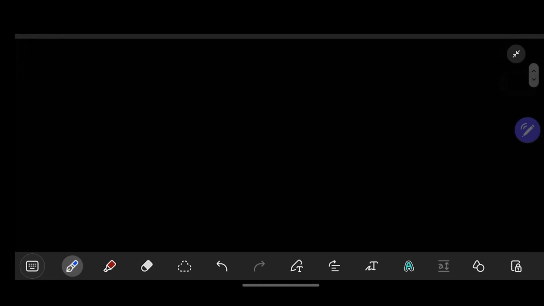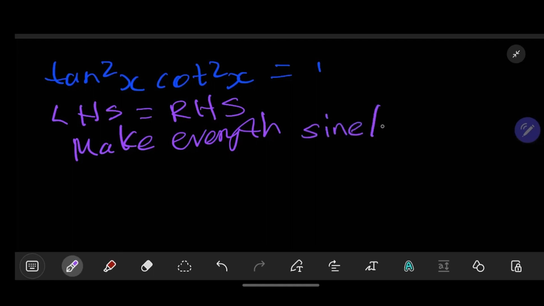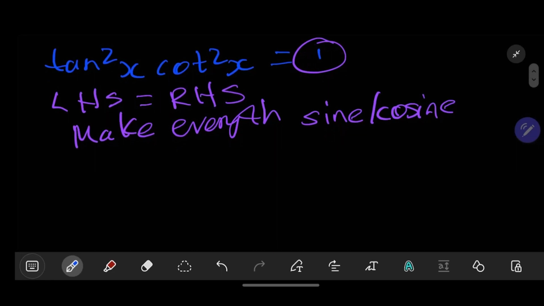Let's do another one, right? So let's say we have tan squared x cot squared x is equal to 1. Okay, so remember the rule. I'm not always going to write this down. We need to show that the left hand side is equal to the right hand side. Okay, so we need to choose a side, and the thing that's going to help us to choose a side is to ensure that we can make everything in terms of sine or cosine. Okay, we can already see from this, right, we have a 1 here, so you cannot choose the right hand side. Okay, so we have to choose the left hand side, and by looking at this, we know that tan of x is equal to sine of x over cos of x.